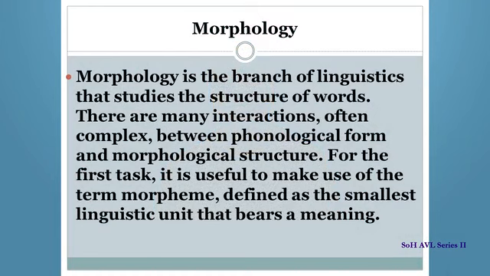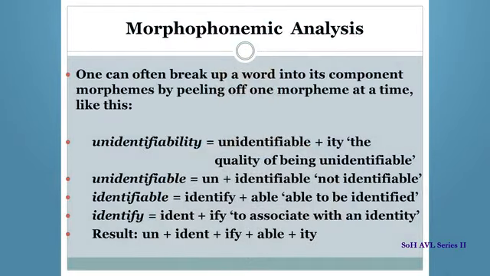For the first task, it is useful to make use of the term morpheme, defined as the smallest linguistic unit that bears a meaning. One can often break up a word into its component morphemes by peeling off one morpheme at a time, like this: unidentifiability, unidentifiable plus ity, identifiable, identify plus able, identify, ident plus ify, to associate with an identity. These stages of decomposition seen above can all be justified by appealing to other words that have the same pattern.